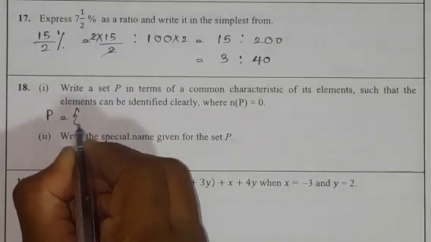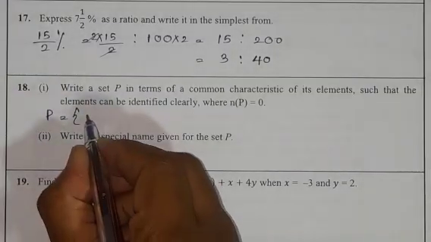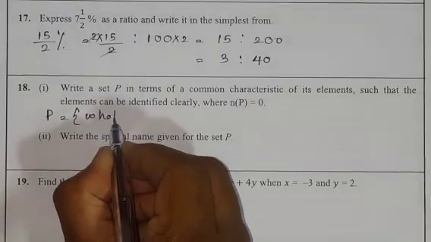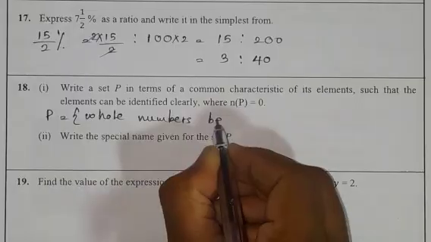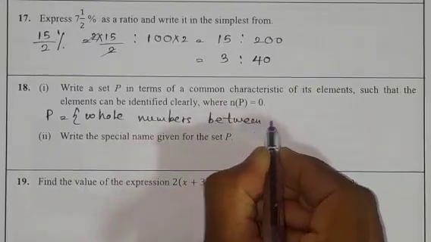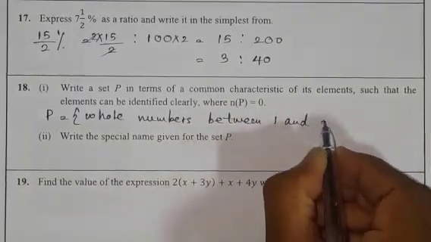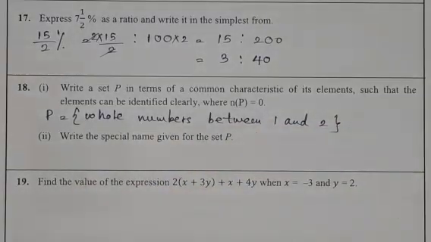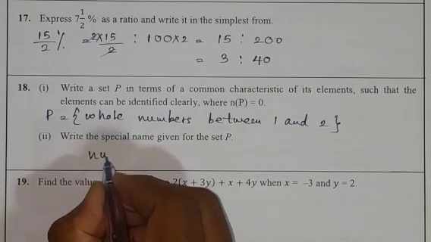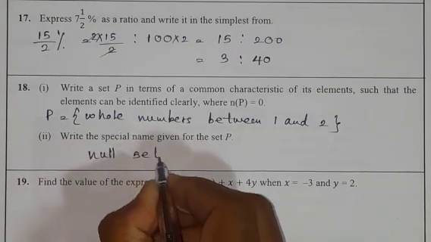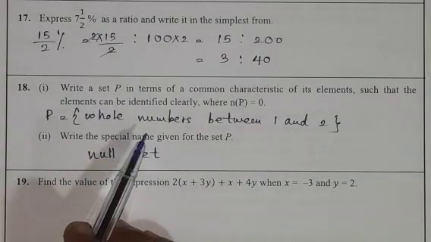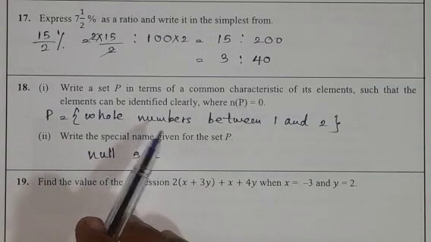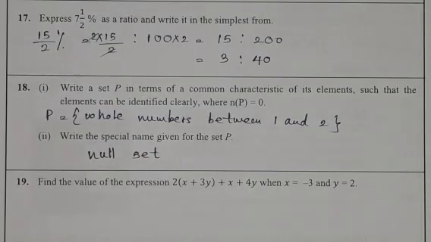P equal to whole numbers between 1 and 2. That is a null set. Second one, write the special name given for that set. The name is null set. There are no elements in the set. You can write another example here. What are the examples? Multiples of 5 below 4. Like that you can write.